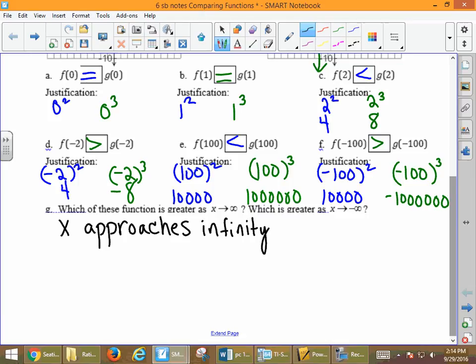What I did on my paper is I wrote the answer right underneath it. And in order to answer it, I'm going to type both of these functions into the calculator. I don't really need to look at the picture so much. I want to look at the table. It says which of these functions is greater as x approaches infinity. So I kept it in the same format here.